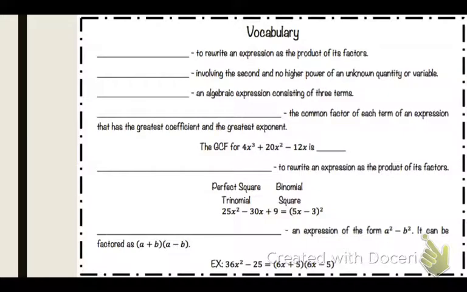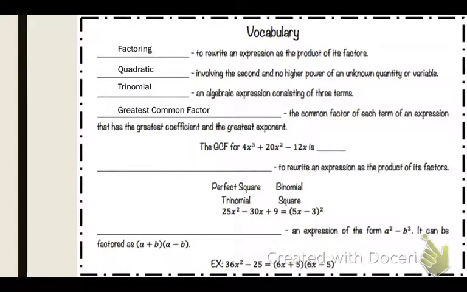So to rewrite an expression as the product of its factors, it's just factoring. Pretty straightforward. Involving the second and no higher power of an unknown quantity or variable, that is a quadratic. An expression consisting of 3 terms is a trinomial. The common factor of each term of an expression that has the greatest coefficient and the greatest exponent is the greatest common factor.